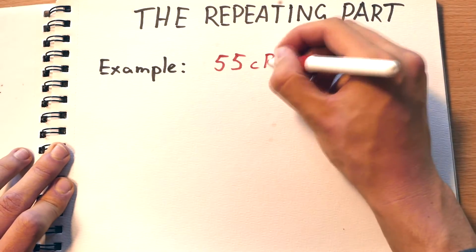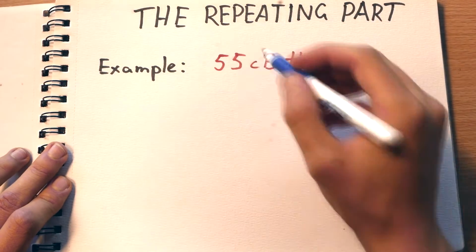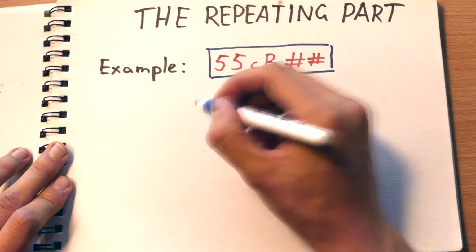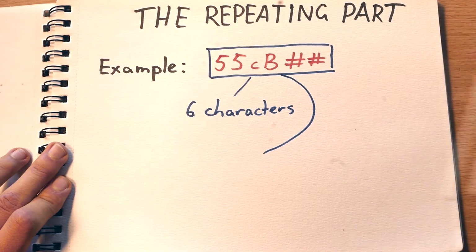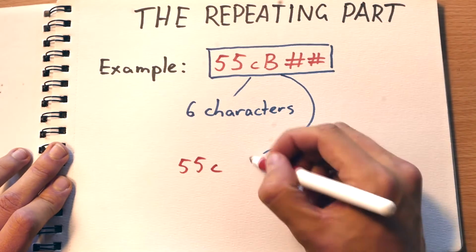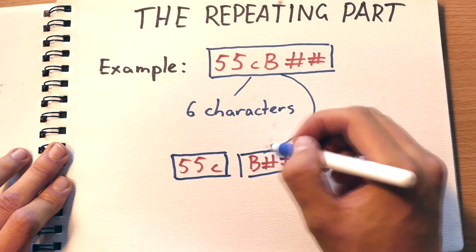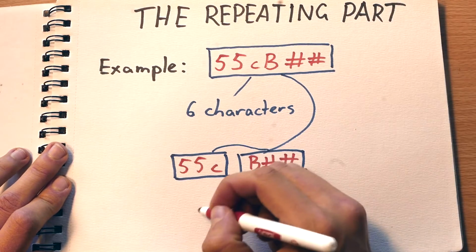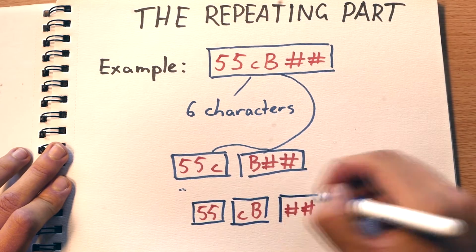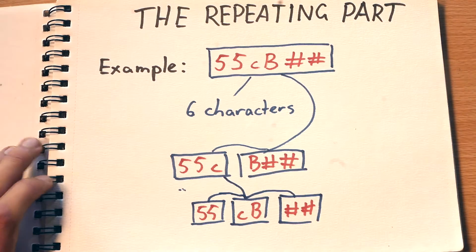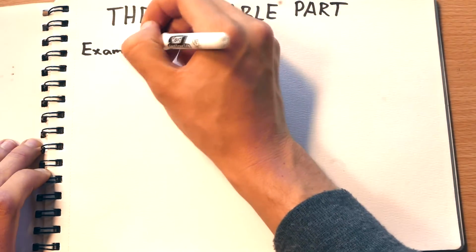Let's have a look at an example. For the repeating part of the password, let's use 55 lowercase c uppercase b hash hash. So that's 6 characters long and will repeat in every one of your passwords. Now, you can make it longer or shorter than 6 characters. However, just keep in mind that almost all passwords have to be at least 8 characters long in total. Also, if you make it 6 characters long, then it becomes easy to split in half and you can customize it a little bit further.